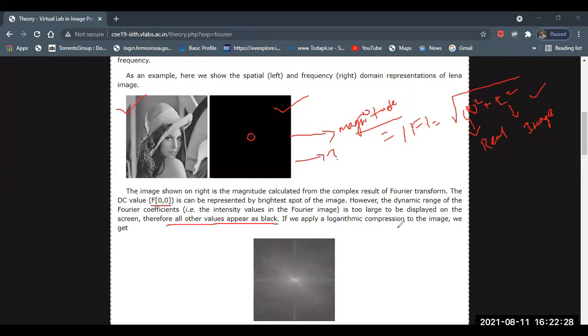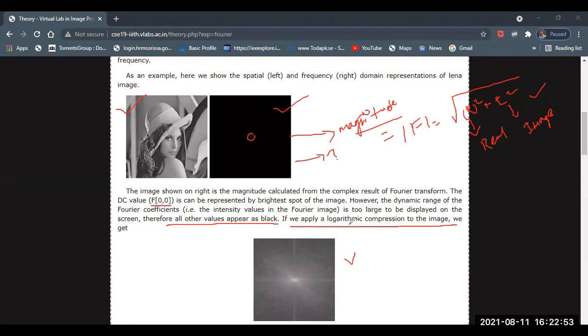Now, if you apply logarithm compression to this image, we will get the actual image. Why are we getting black otherwise? Because it is very difficult to represent all these pixels in the frequency domain. The Fourier coefficients are too large for displaying on the screen, and that is the reason it appears black.